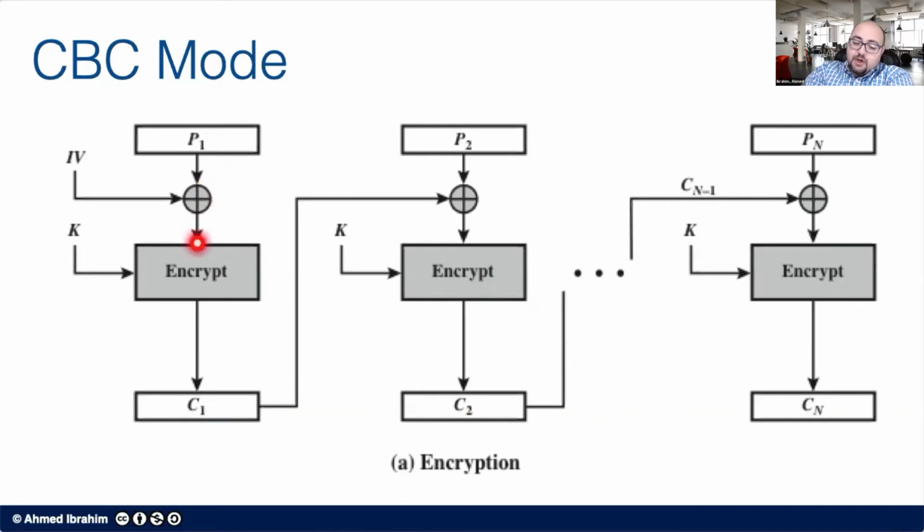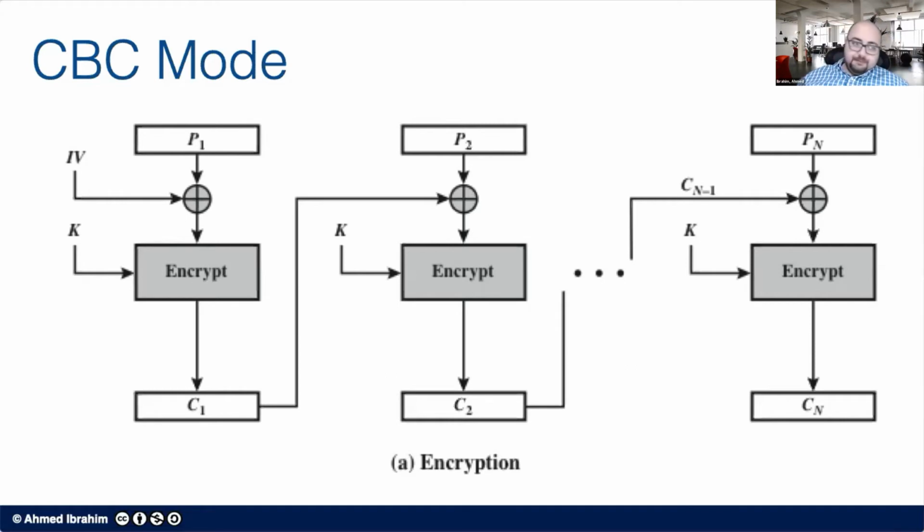So notice here that we're not encrypting the plain text right away. We're encrypting the plain text XOR'd with a random value that we call initialization vector. And we're not encrypting the plain text 2 right away. We are encrypting the XOR'd version of it with the output of the ciphertext from the previous operation. And this is why this is called chaining, because whatever output comes from the first block gets chained to the next operation.